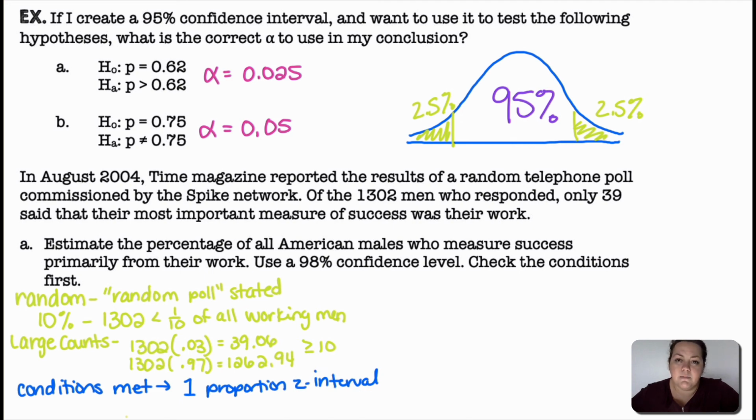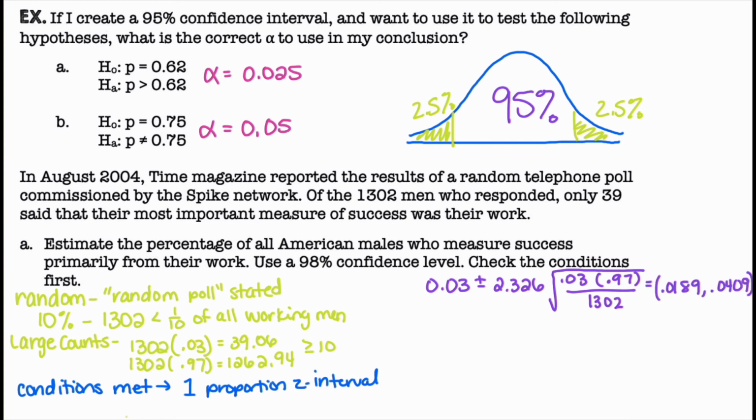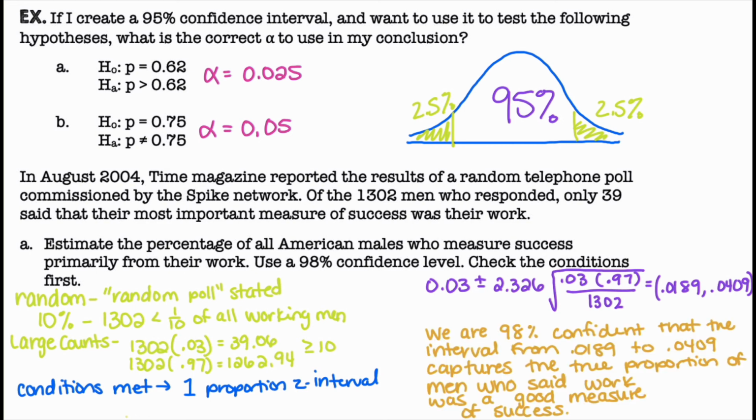Okay, it asks me to estimate the percentage. So when you see that type of question, it's an interval. When it says, do the data provide convincing evidence, it's a hypothesis test. All right, so my interval is p hat plus or minus z star, which for 98% would be 2.362, times the standard error here. All right, and I get an interval of 0.0189 to 0.0409. So we are 98% confident that the interval from 0.0189 to 0.0409 captures the true proportion of men who said work was a good measure of success.